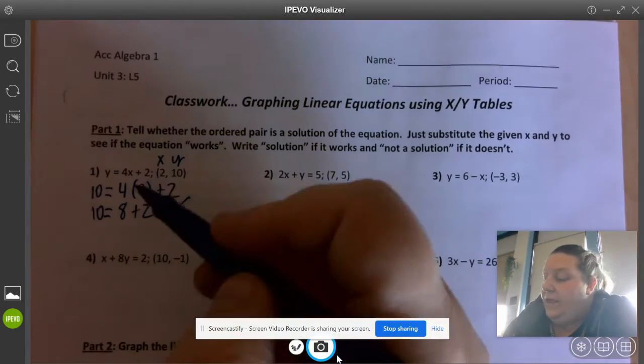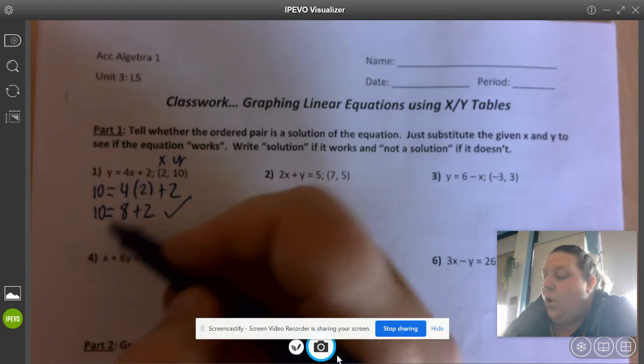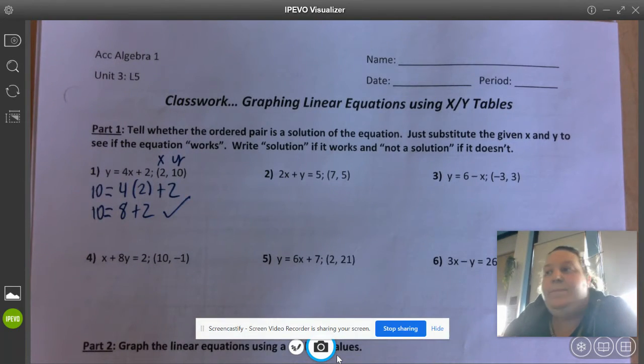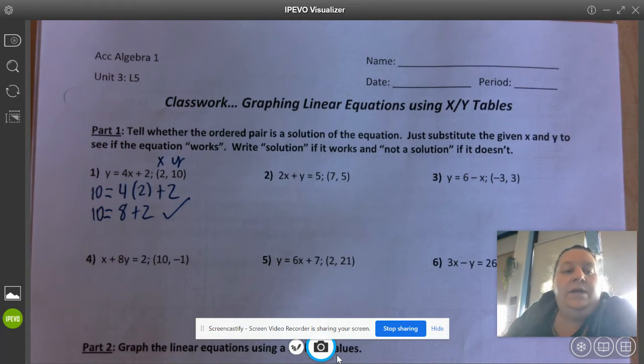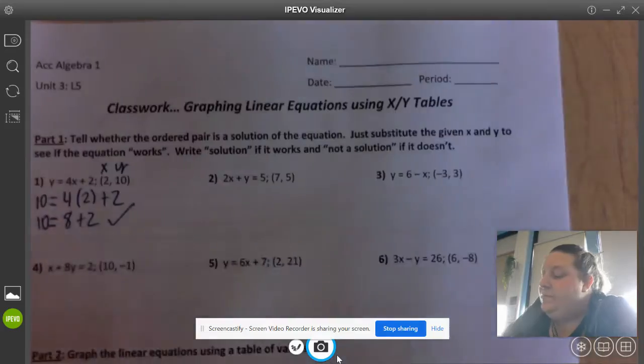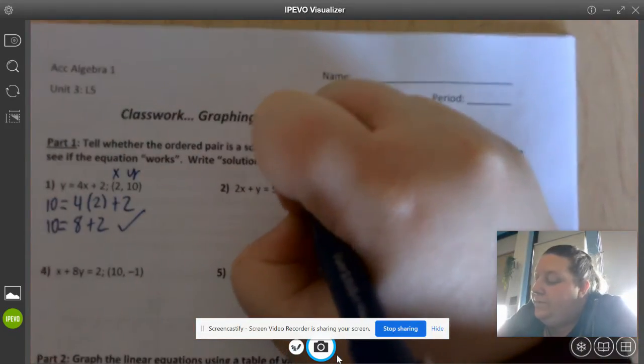And if you think about it, when I put 2 into this rule, the only thing I can get out of it is 10. It can't be 11, 12, 21. It's (2, 10). That's the only one. So whenever you put 2 into this function rule, 10 is what you get out of it. Therefore, this ordered pair is part of the function. Okay. So we're going to do one more.